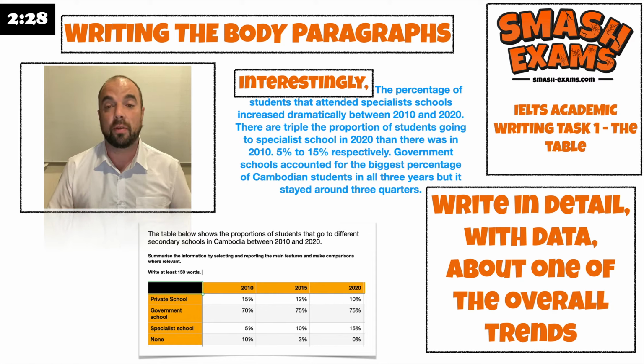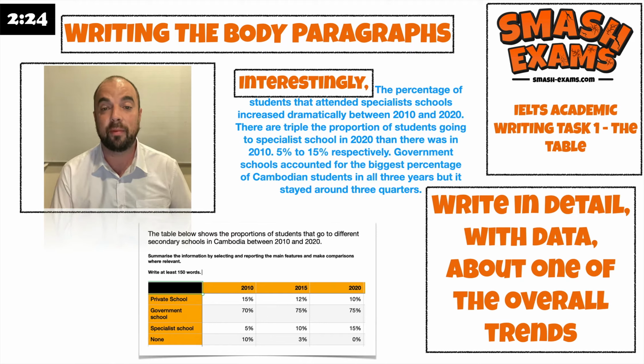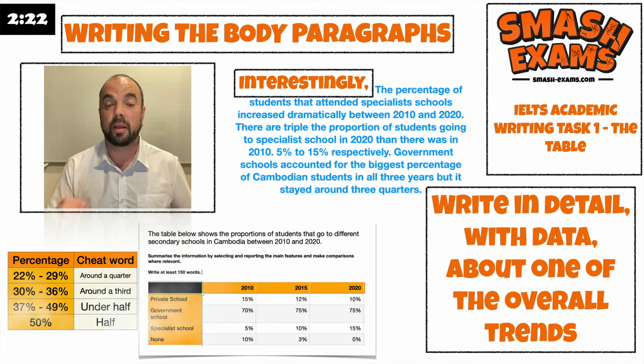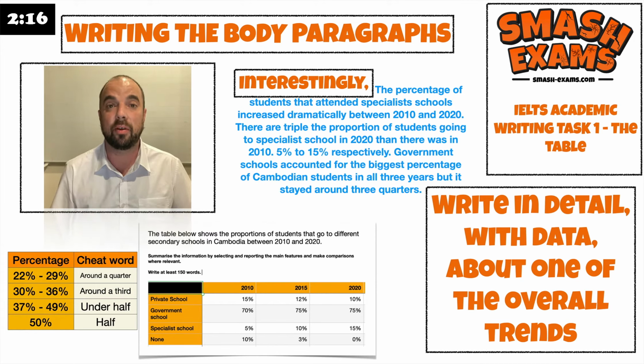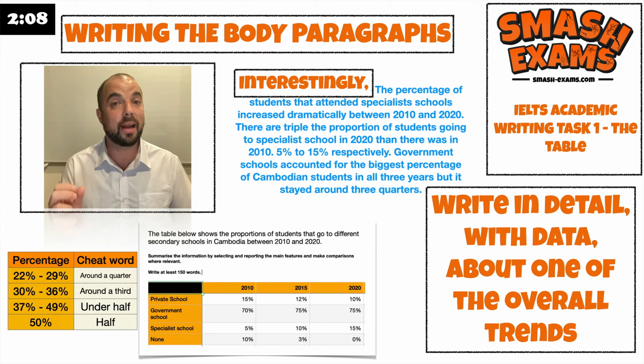Now you can see what we've done there, we've changed proportion and percentage around so we can use more synonyms. We've also used triple because the percentage has tripled from 5% to 15%. These little words you can put in really help you get to a level 7. We've also changed 75% to around 3/4. Now we've said around because it's not exactly 75% on every year, but it's always around 3/4, which is 75%.